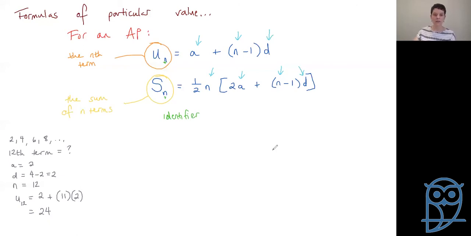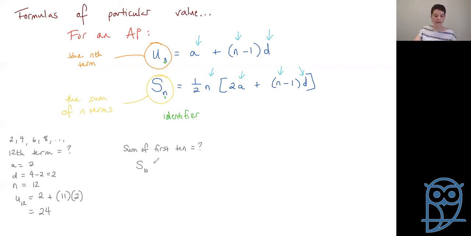So another example, let's use the same one, 2, 4, 6, 8. We did the sum of the first 4 and we got 20. Let's see what happens if we do the sum of the first 10. We've still got our little summary of A and D. They haven't changed, but N has changed, because the sum of the first 10 would be S10. So N is now 10.